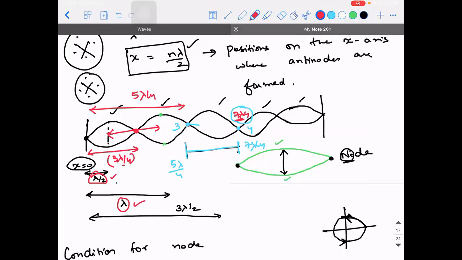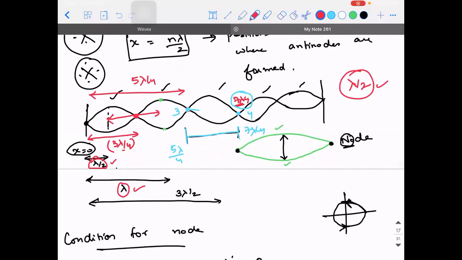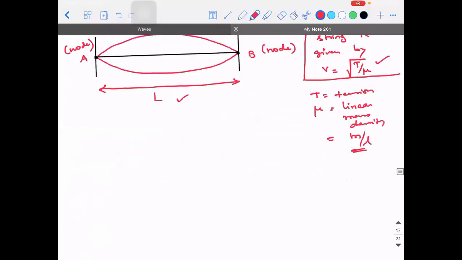So here an important note is the distance between any two successive nodes or any two successive antinodes, underline the word successive, is always equal to lambda by 2. It is always lambda by 2. Please make a note of this point, guys. Clear? I hope that point has got registered.